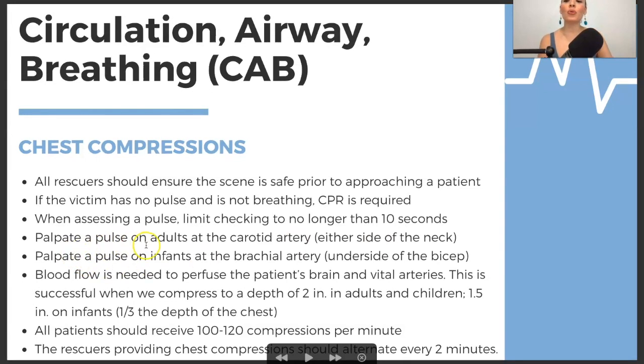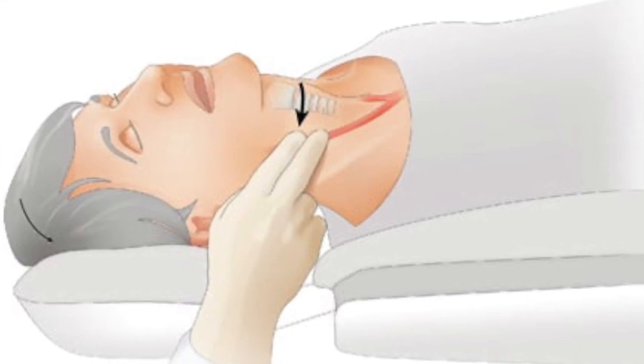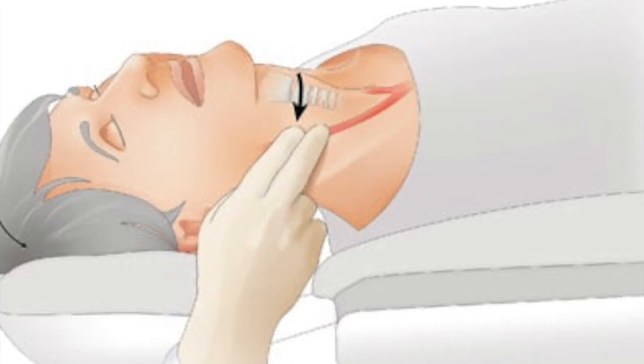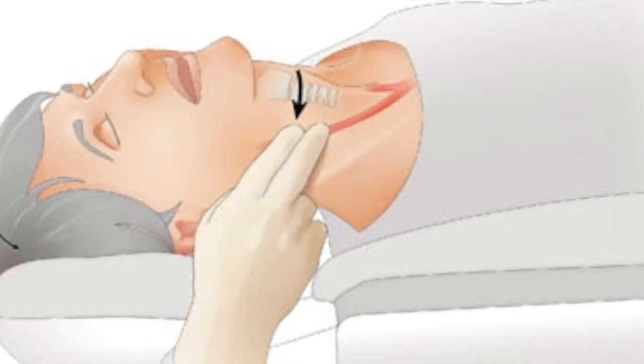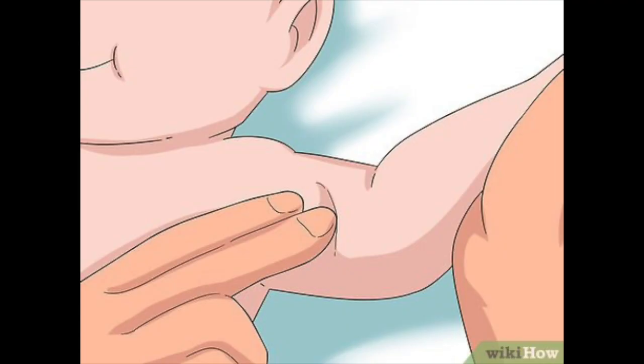You palpate a pulse on adults at the carotid artery on either side of the neck. You would never check both sides because then you're blocking off. This is more of a nursing question. You would never check both sides of the carotid artery at the same time. You're blocking blood flow. The person could pass out. You want to palpate a pulse on infants at the brachial artery. This is on the underside of the bicep.